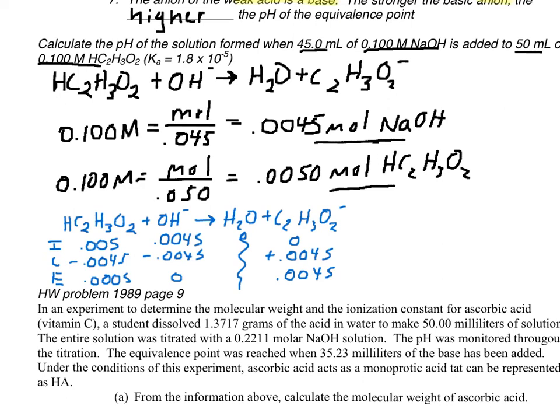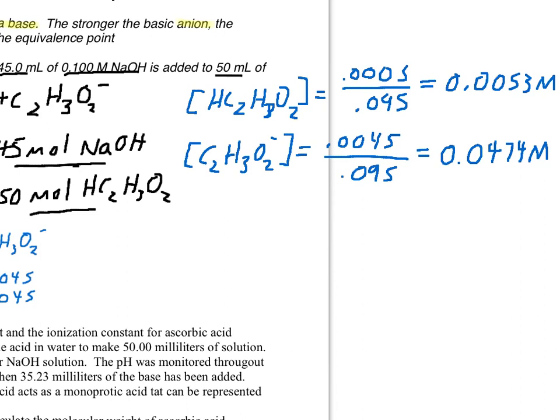Now before I can turn this into an equilibrium problem, I have to change these moles into molarity. I had 45 milliliters being added to 50 milliliters, so that means I have a total of 95 milliliters. So I have to divide both these moles by 95 milliliters to get concentration. So now I have the concentration of the acid and the concentration of the conjugate base. I also, if I look back at my problem, have the Ka. So if I have Ka, the acid concentration, and the base concentration, that means I can use Henderson-Hasselbalch now. And I can start treating this like an equilibrium problem.